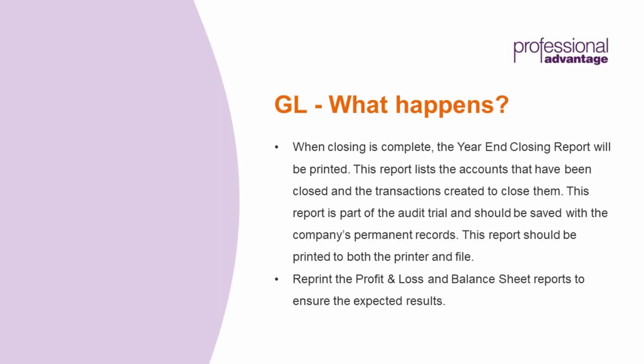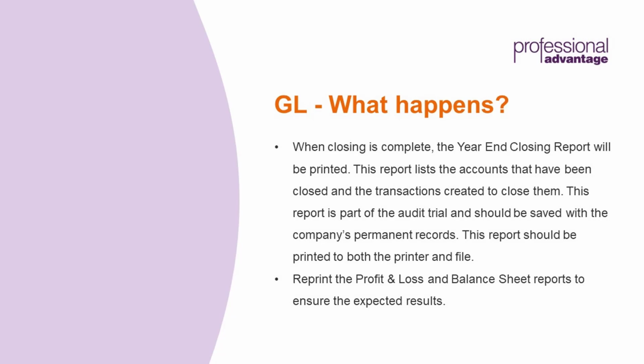So what happens in the GL when you run a year end? When closing is complete, the year-end closing report will be printed. This report lists accounts that have been closed and the transactions created to close them. This report is part of an audit trail and should be saved with the company's permanent records.